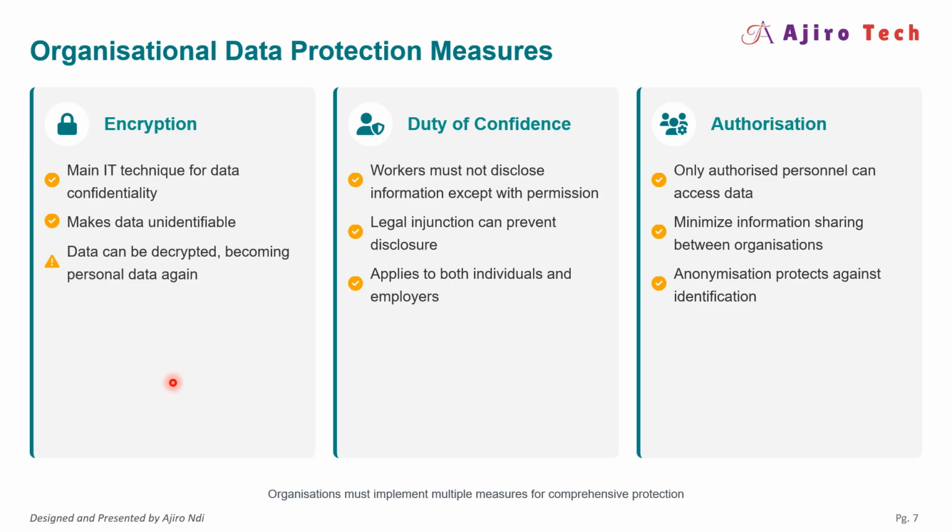Encryption is one way. The IT department ensures that these data are confidential by making them unidentifiable should their server be hacked. And if those data are decrypted, it becomes personal data again. Authorization: only authorized personnel should be able to access data. It minimizes the information sharing between organizations, and anonymization protects against identification.